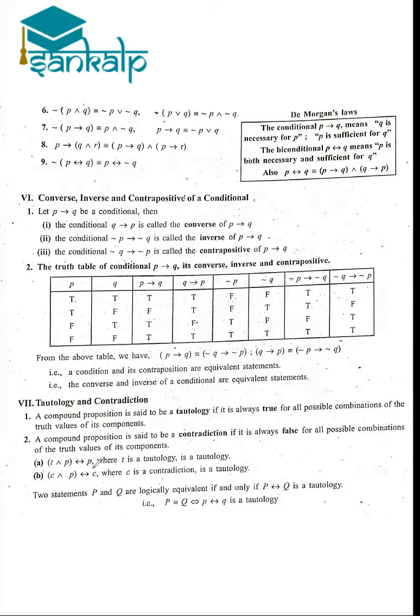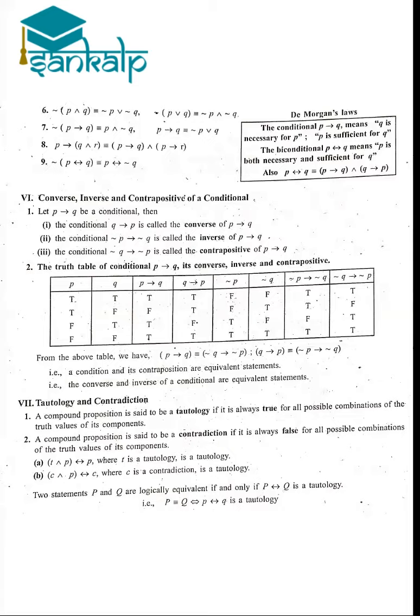Next, T double implication P, where T is a tautology, is a tautology. C double implication P, where C is a contradiction, is a tautology. Two statements P and Q are logically equivalent if and only if P double implication Q is a tautology. P is equivalent to Q implies P double implication Q is a tautology.